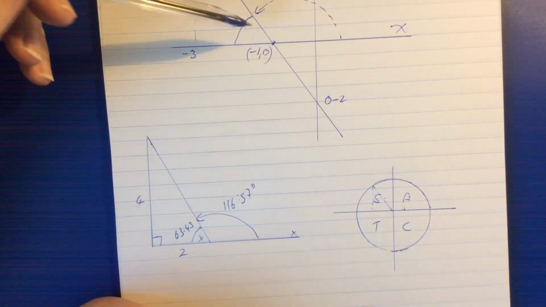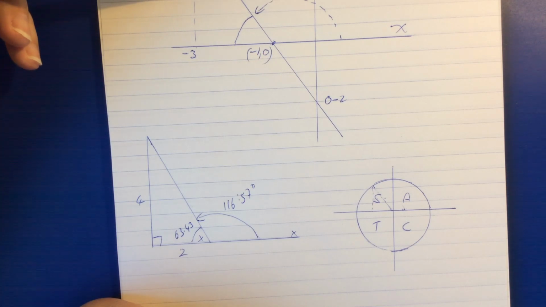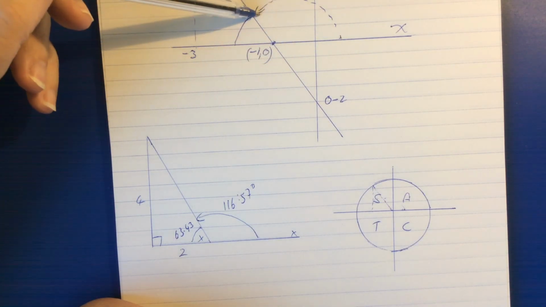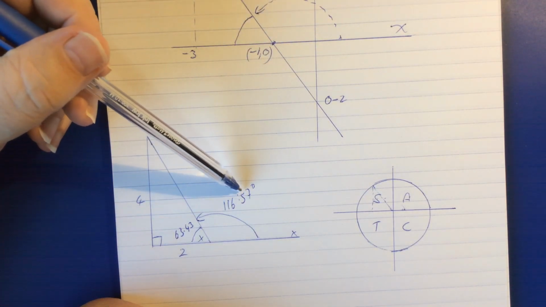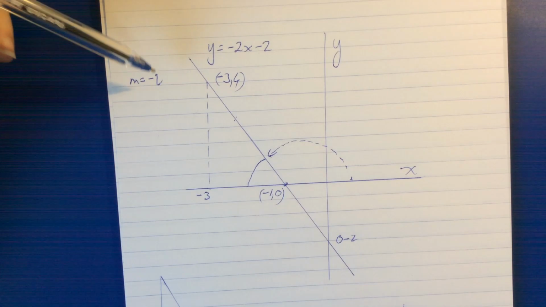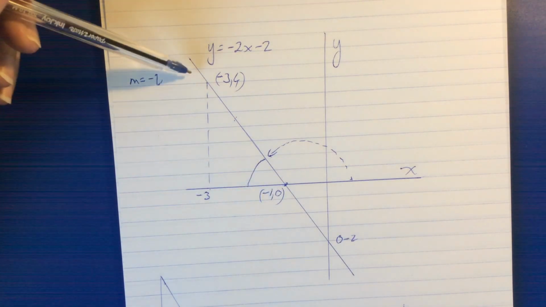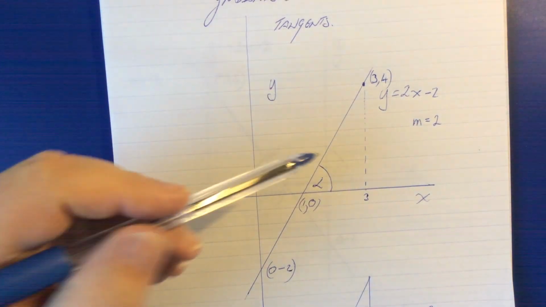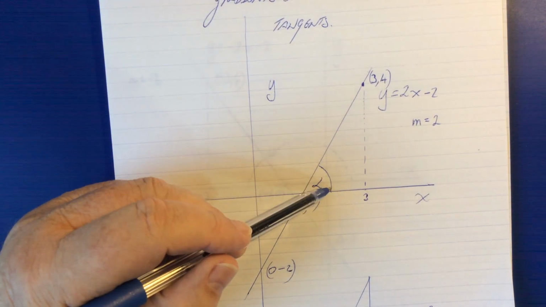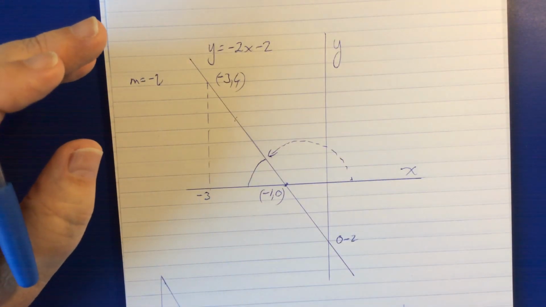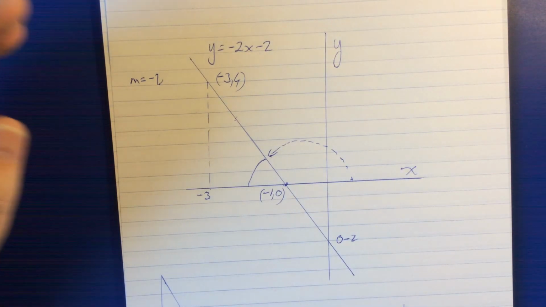So the angle that this makes with the x-axis, working from here, is 116.57 degrees, and that is described by the gradient of this thing being -2, as opposed to our previous example here, which was +2, and there was no question about the angle that we were looking for. Okay, now I hope this alerted you to a question or two that you might be asked.